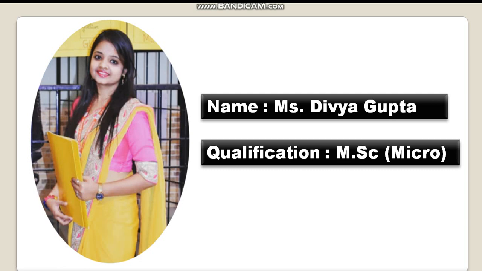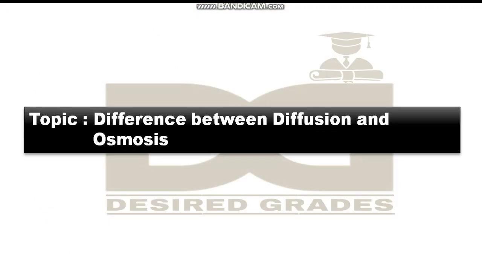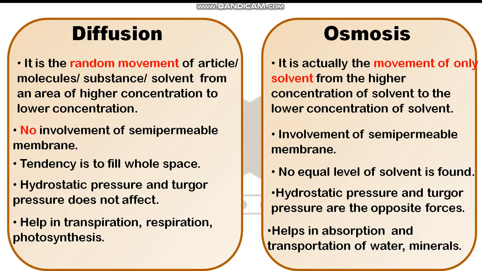Myself Divya Gupta. Today we will be covering the topic called difference between diffusion and osmosis. Let's talk about the differences first. In diffusion, there is a random movement of the molecules, substances, solvents. It means the molecules will be moving randomly here and there. Now this movement will be mainly from the area of higher concentration to the lower concentration.